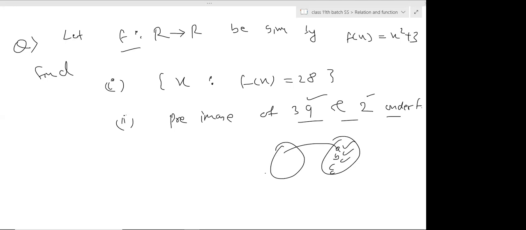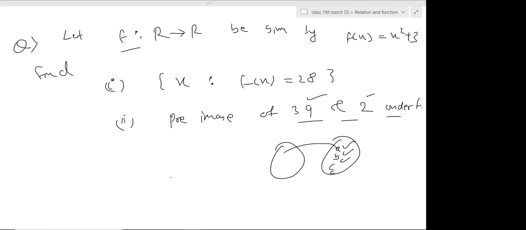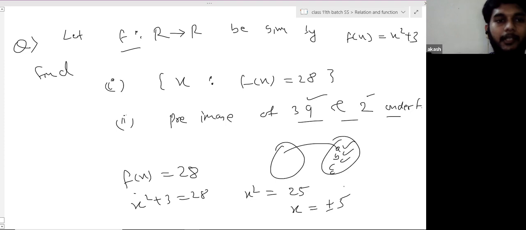Done, sir. All right. What is the answer of the first part? So 5. And Fahad, yes. Fine. Let's see. f of x equals 28. That means x square plus 3 should be equal to 28. So x square should be equal to 25. So x should be equal to plus minus 5. Right? Because 5 square is also 25, and minus 5 square is also 25. And because they are saying f is from R to R, that means x can be any real number, negative or positive, right?